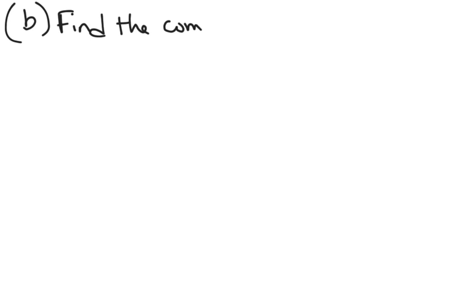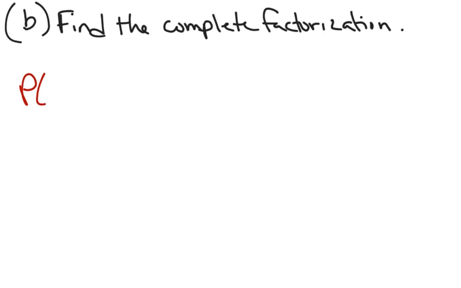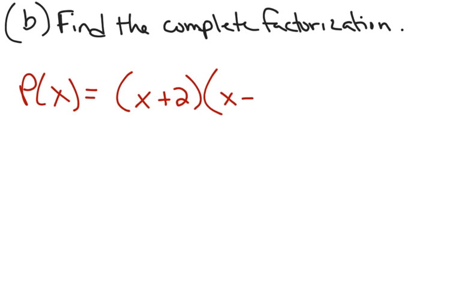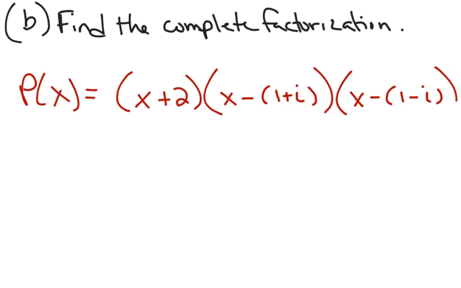So now, when I want to go and find the complete factorization, I need to be a little bit careful when I plug in these complex numbers. Like I said, the leading coefficient was 1, so A is 1. So P of x is going to equal the first factor. Since the first zero was negative 2, the first factor is x plus 2. But the next one's going to be x minus (1 plus i). Notice the double set of parentheses. The next one's going to be x minus (1 minus i).